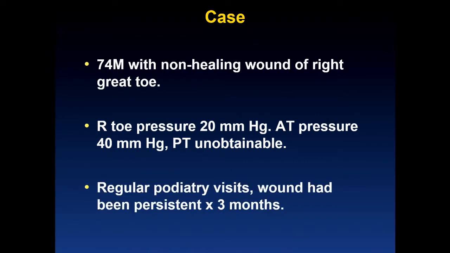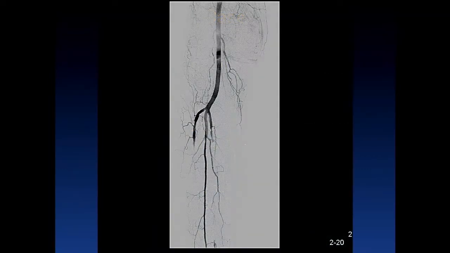He had actually been regularly attending podiatry visits, and the wound had been persistent for about 3 months by the time we found out about this, consistent with a non-healing ischemic arterial ulceration. So we brought him to the cath lab, and this is the baseline femoral angiogram.